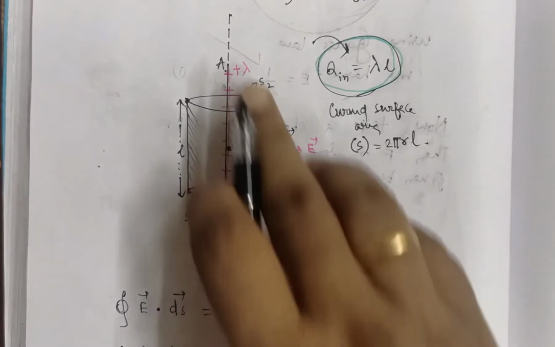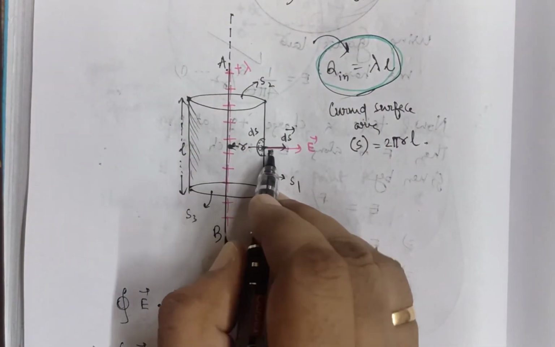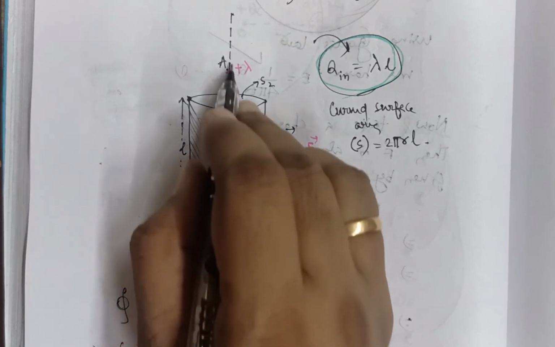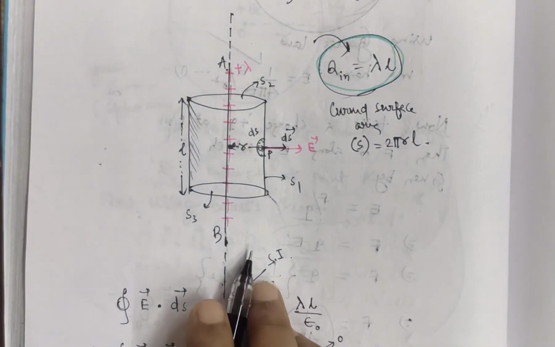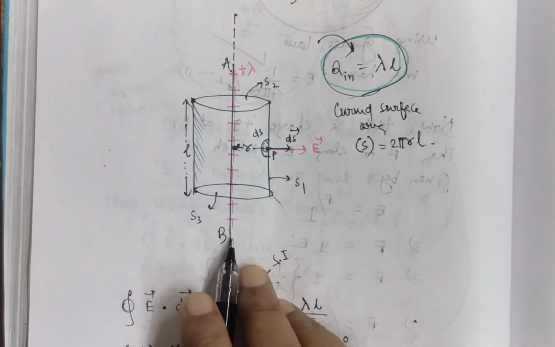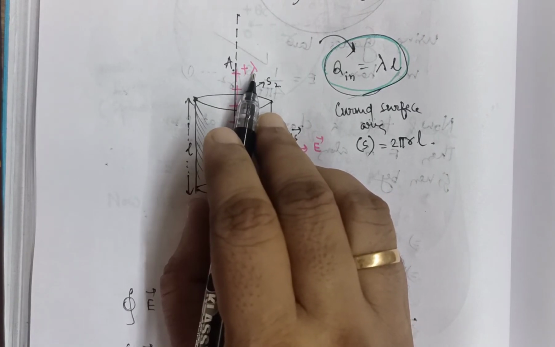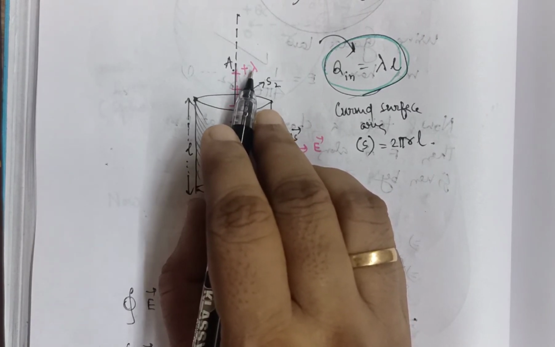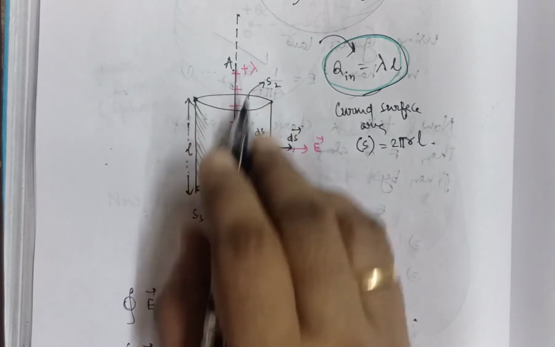Let us see, this is the given line AB. It is an infinite line and point P is the desired point. That means this distance is very small in comparison to the length of the line. This is known as an infinite line. So here it is a positively charged infinite line of linear charge density lambda. Lambda means the charge per unit length is lambda.